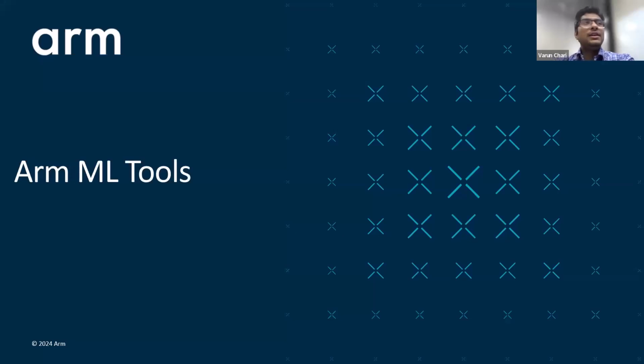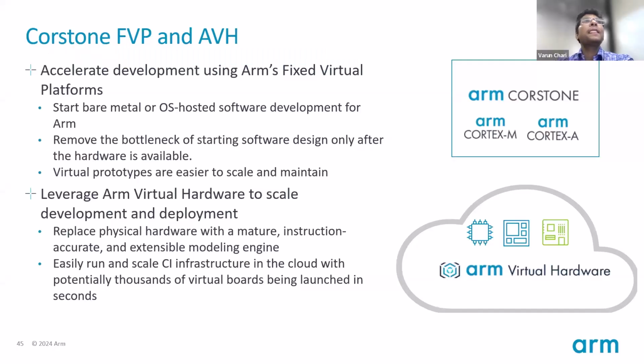So yeah, what are the other ML tools that ARM really offers in this case? So we have, as I was mentioning before, something called Fixed Virtual Platform. Those are basically virtual platforms, a reference implementation of our ARM-based microcontrollers and neural processing units. So you have Fixed Virtual Platforms for bare metal or OS hosted environments for Cortex-M and Cortex-A. There are Corstone 300, 310, 315.